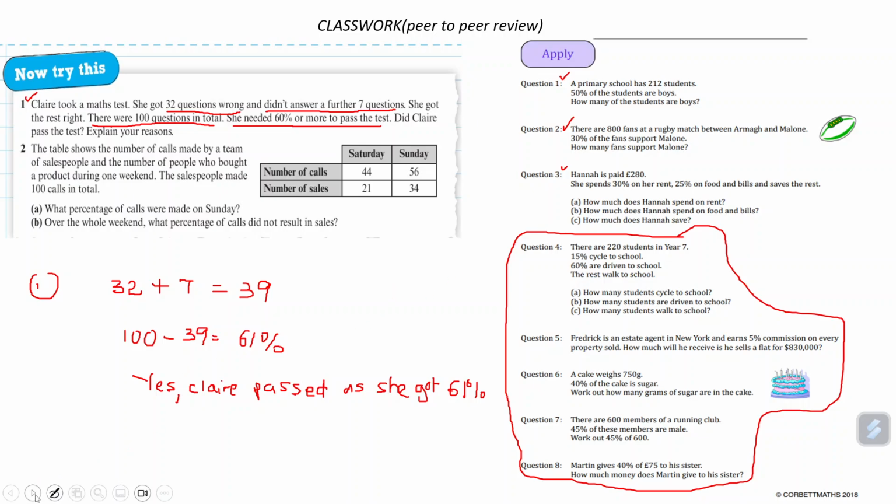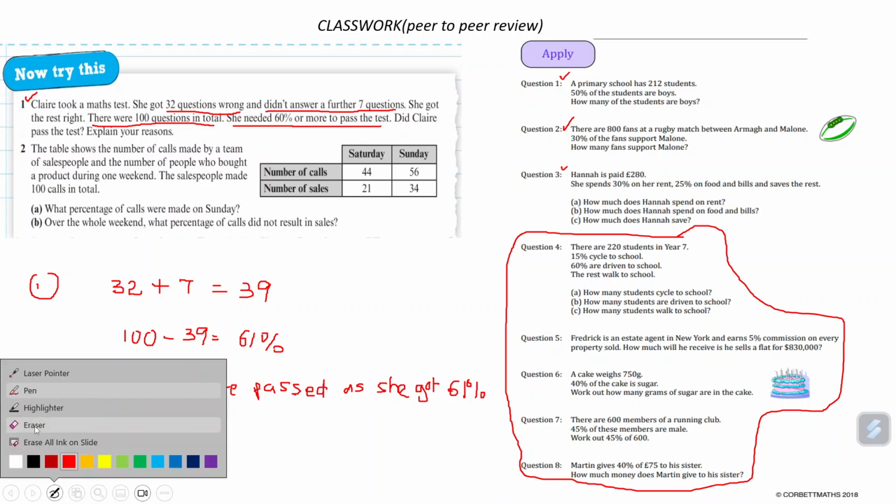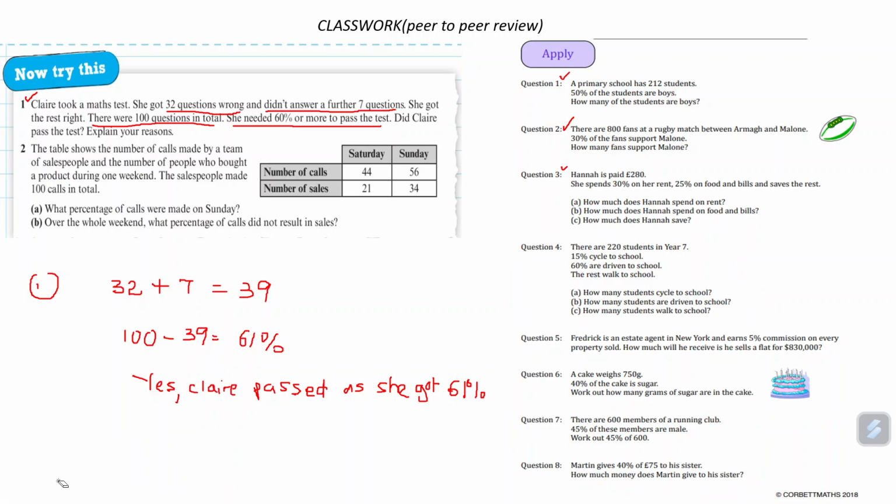So because of space, let me clean this. Let me clean each part here, okay? So let's look at the first question. Say a primary school has 212 students. 50% are boys. How many of the students are boys? Teach questions.